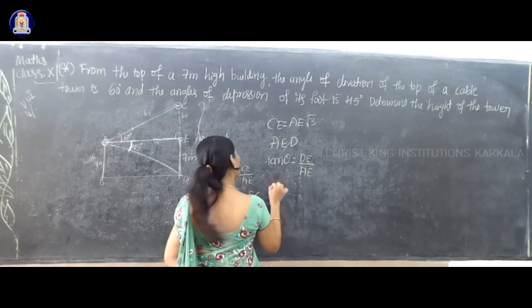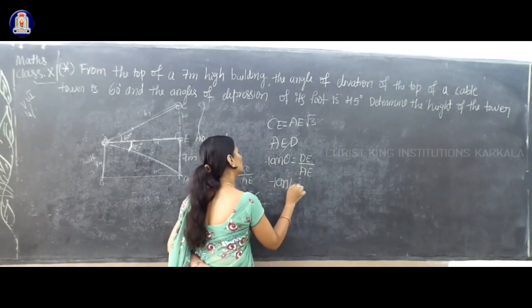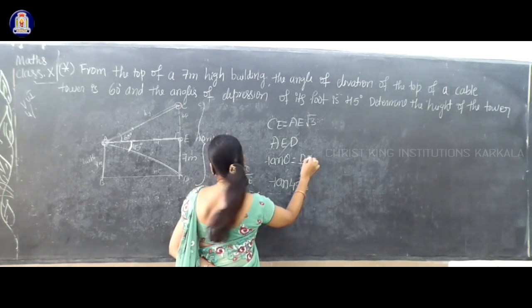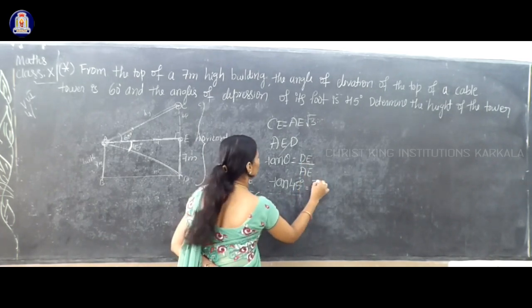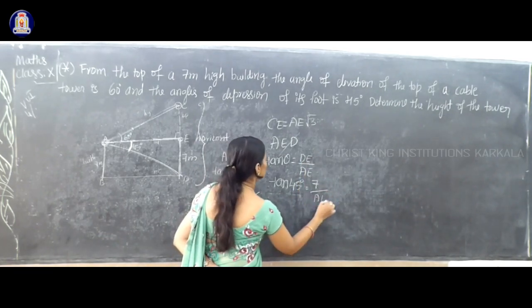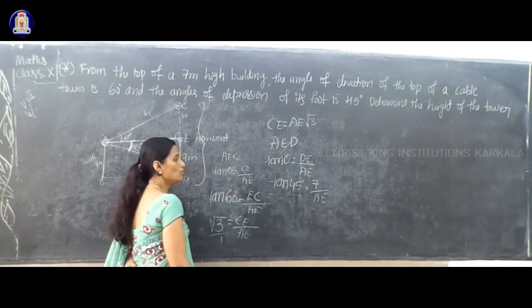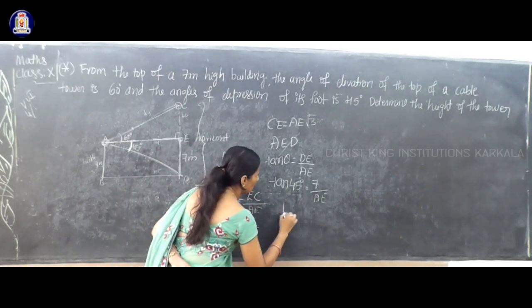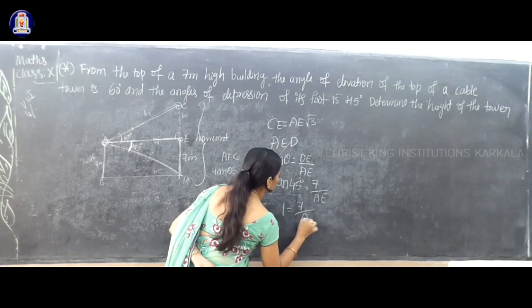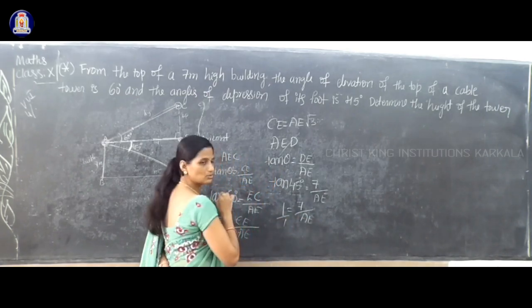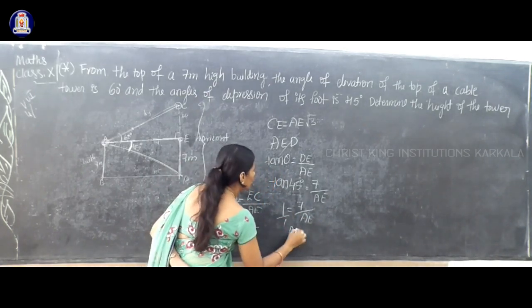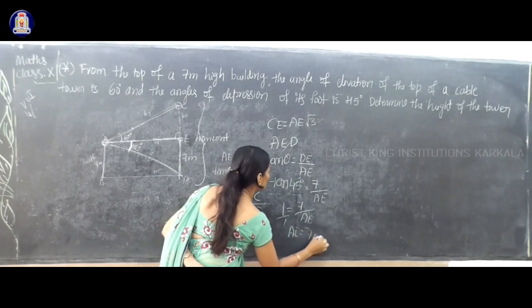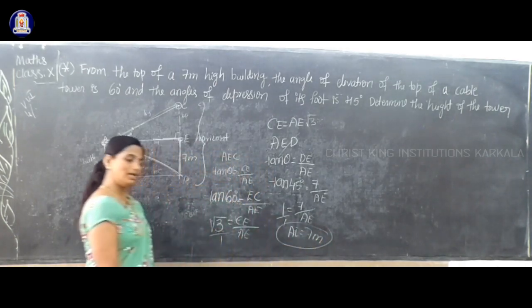Correct, no? Tan how much here? Tan 45 degree. What is your DE? DE is 7 meter. AE is not given. So tan 45 is how much here? 1 is equal to 7 divided by AE. 1 means 1, so cross multiply. AE is equal to how much here? 7 meter. So AE is 7 meter.